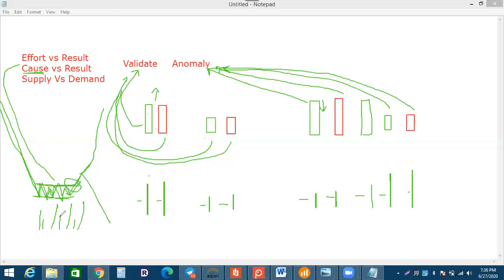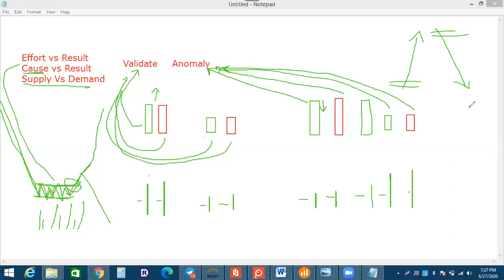So when the buyers' demand is more than the sellers' supply, the market will rise. When the sellers' supply is more than the demand, the market will fall. That is the rule of supply and demand. If the demand is high, the market will rise. If the supply is high, the market will fall. So what is the cause? The demand is high, that's why the market is going up. Why is the market falling? Because the supply is very high.